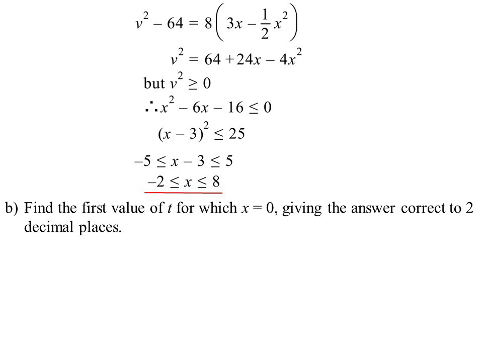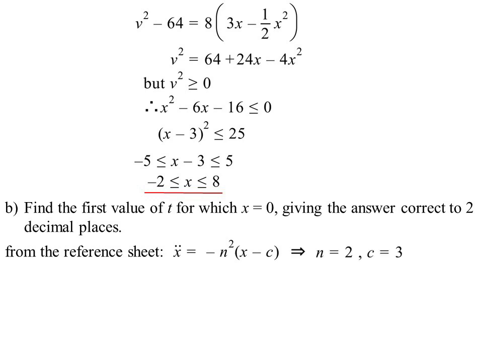Find the first value for which x is equal to 0. So when is it first going through the origin? 2 decimal places they want it to. You're allowed to use your reference sheet. They've got formulas on there. One of the formulas is that simple harmonic motion can be in this form, not just minus n squared x, but minus n squared times x minus a constant. So I know that. From the information we've worked out already, we know that n is 2 and my constant c, the shift, is 3.